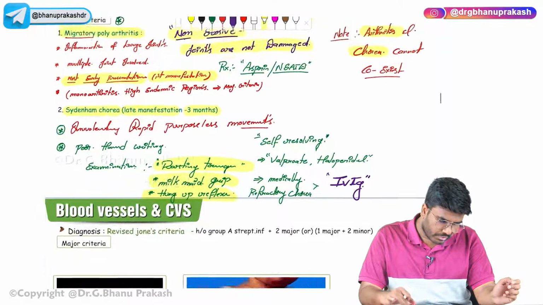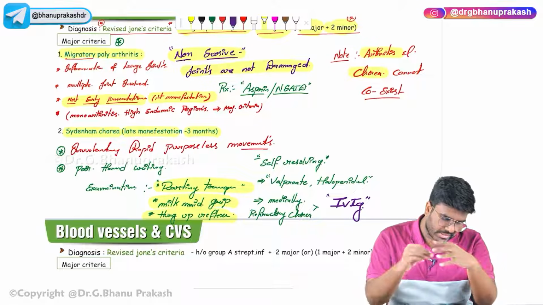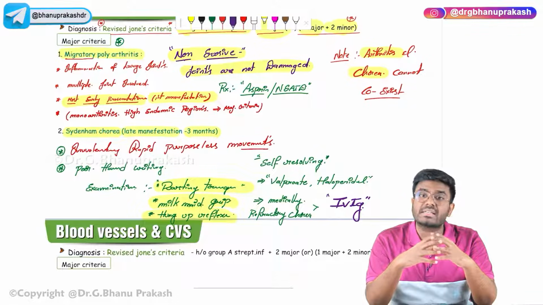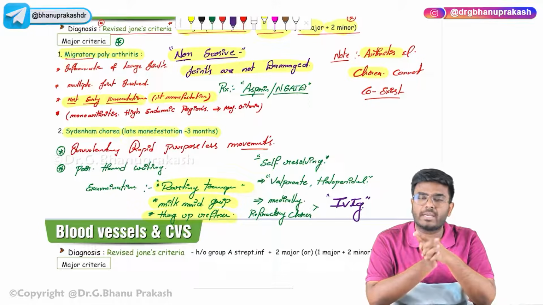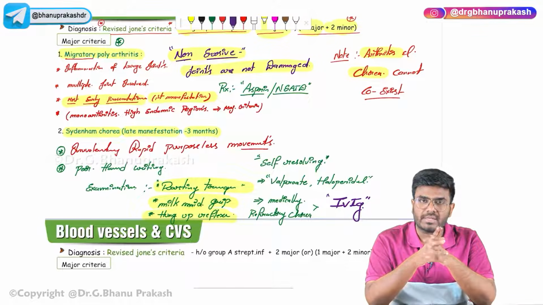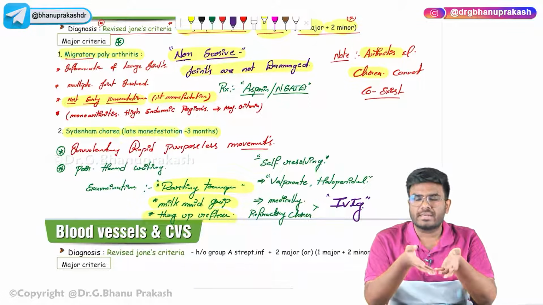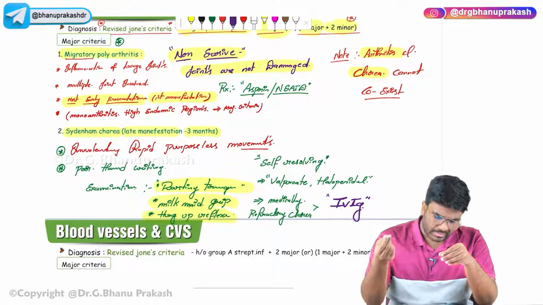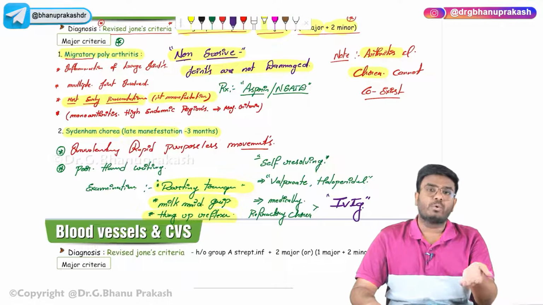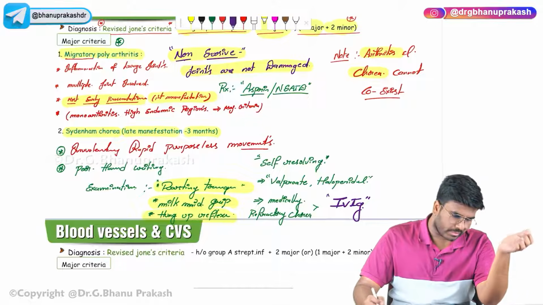So these are the points which I want you to know. The earliest manifestation is the migratory polyarthritis, and the late manifestation is the Sydenham's chorea. These two are not going to coexist, because one is the earliest manifestation and the other is the late manifestation. Both these conditions are self-resolving. The arthritis is treated with non-steroidal anti-inflammatory drugs. For the chorea, you don't need to give any drugs, but you can use CNS depressants like valproate, phenobarbital, haloperidol. But for medically refractory chorea, if the chorea is not going away even after drugs, you can use intravenous immunoglobulins.